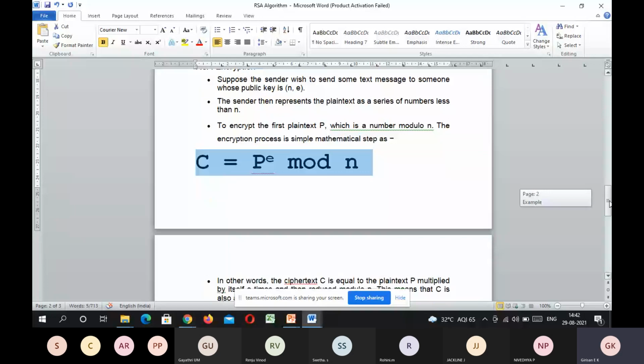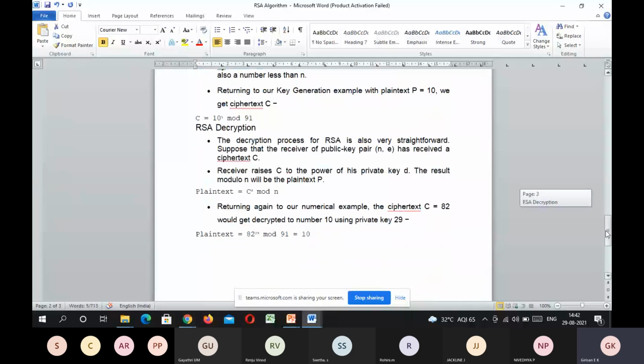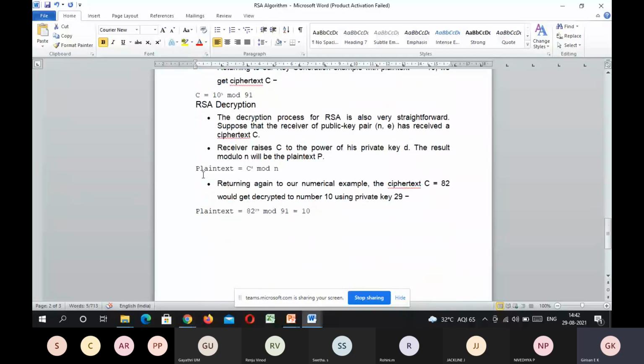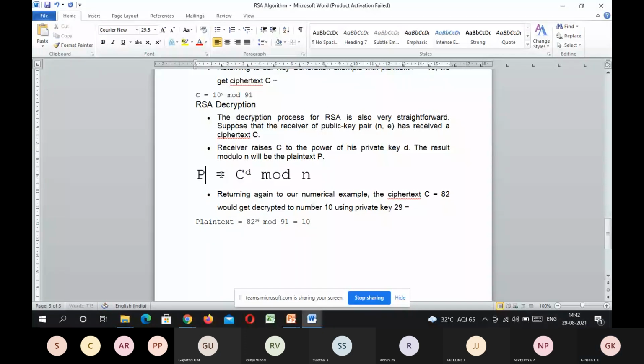Now this message goes to the recipient. The recipient has to perform the decryption process. He needs the plain text, that is he needs P. So he will generate P as P is equal to C power D mod N. Can you understand? P is equal to C power D mod N. What is D? D is the private key. Who will possess the private key?